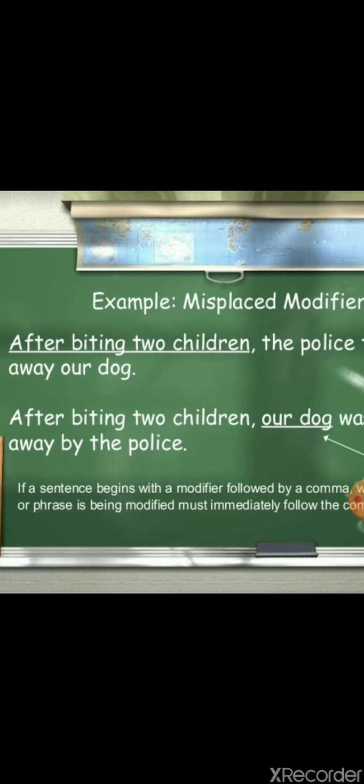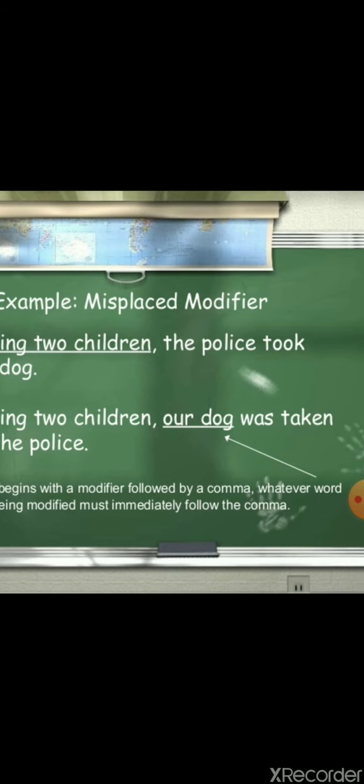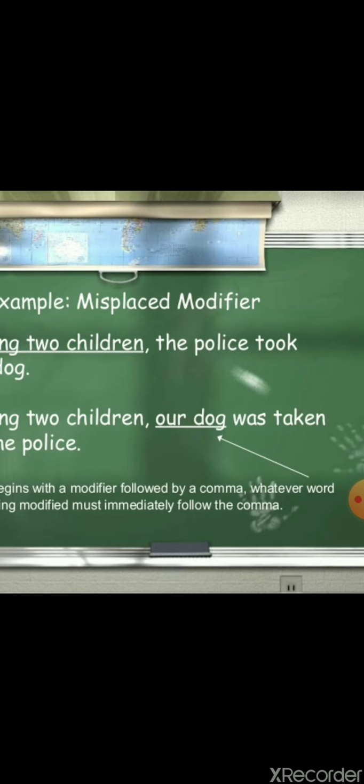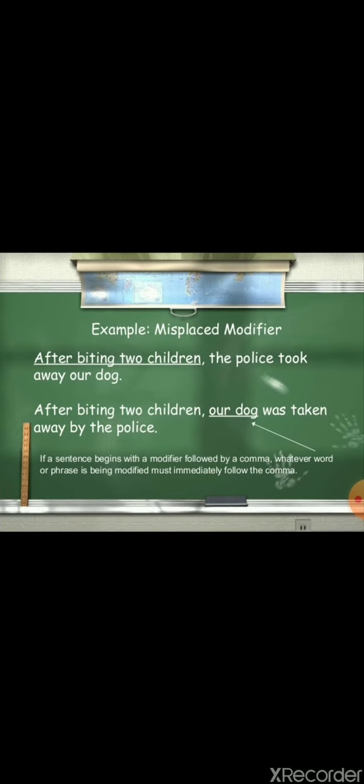Now, what is the difference? After biting two children, comma. Our dog was taken away by the police. Okay, I tell you one thing. Don't get confused. What is a misplaced modifier? This teacher is just confusing us. The dangling modifiers. We haven't heard the terms.